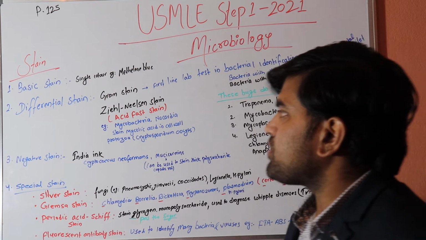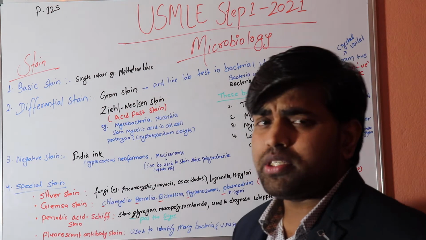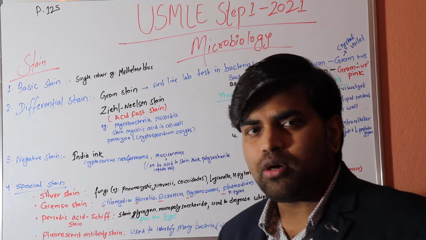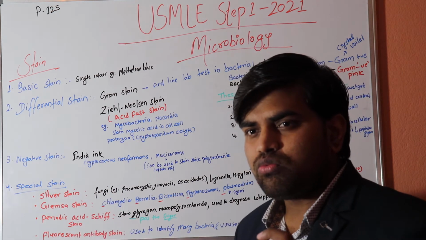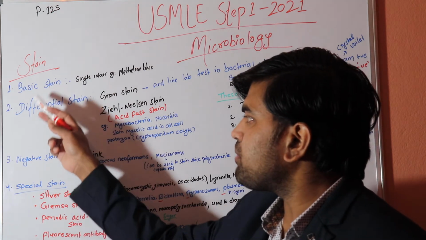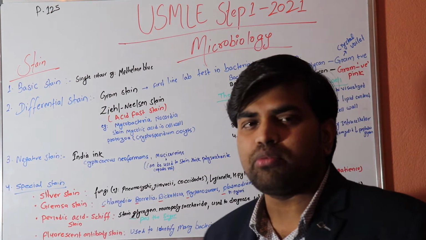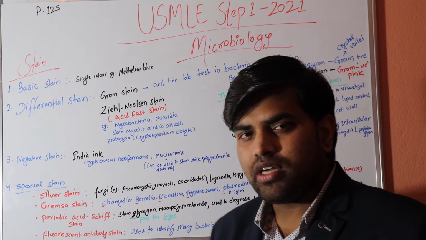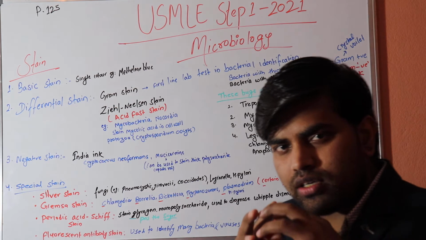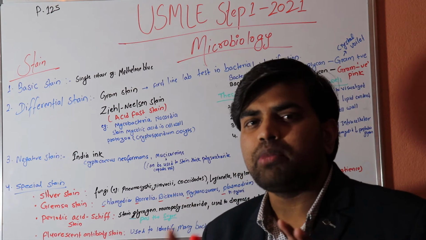So what are the types of stain? There is the basic stain, the differential stain, the negative stain, and the special stain. We can divide these into positive and negative stains. The basic, differential and special stains are positive stains, and the negative stain is slightly different. In a negative stain, we color the surrounding but not the organism.